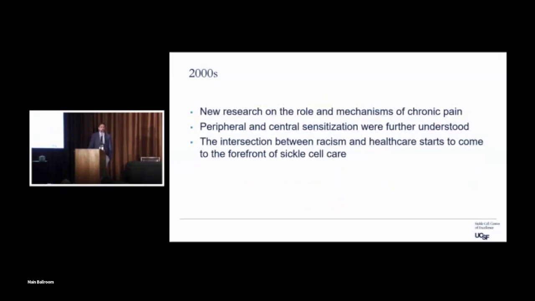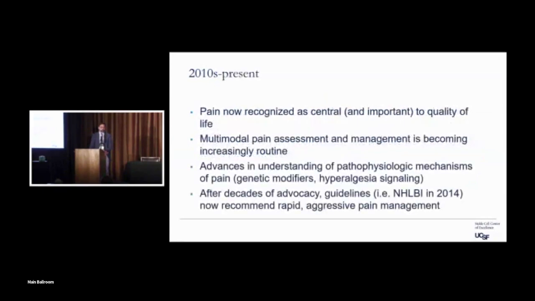In the 2000s, there was a lot of work done to understand the roles and mechanisms of chronic pain in addition to episodic pain. Ideas such as peripheral and central sensitization, the idea that your nerves change as a result of frequent exposure to pain, was becoming more understood. And we really started to hone in on the intersection between racism and healthcare as it starts to become part of the forefront of sickle cell disease.